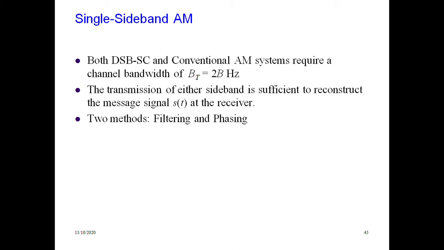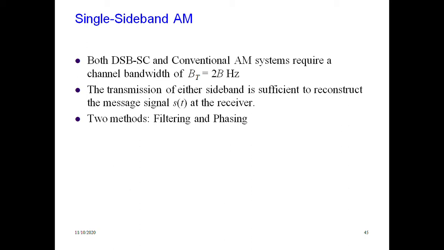Previously we learned that for DSB-SC and conventional AM, when we get the spectrum, it occupies double the original bandwidth, 2B. So the total will be double the original bandwidth of the message signal. The transmission of either sideband is sufficient to reconstruct the message. If you look at the Fourier transform of the modulated signal, we see a mirror image of the spectrum, so actually either one is enough, right?